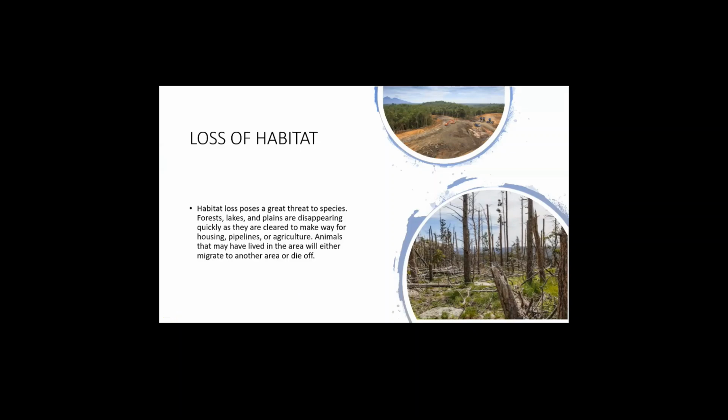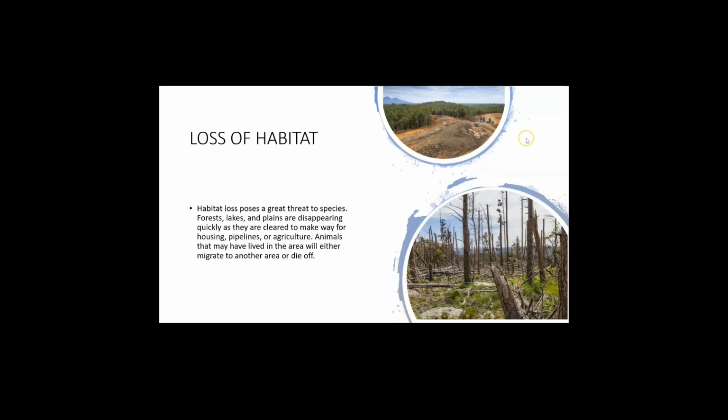Another way that it's negatively impacting is loss of habitat. So habitat loss poses a great threat to species. Forests, lakes, and plains are disappearing quickly as they are cleared to make way for housing, pipelines, or agriculture. Animals that may have lived in the area will either have to migrate to another area or die off.